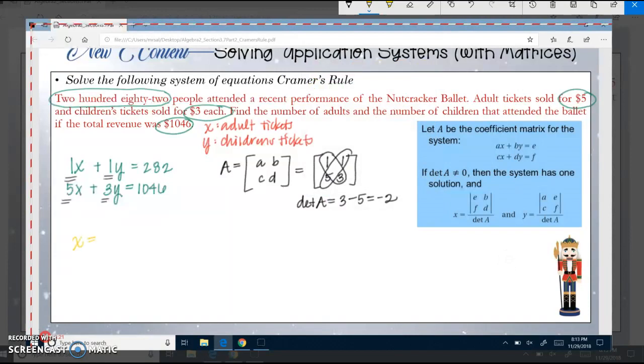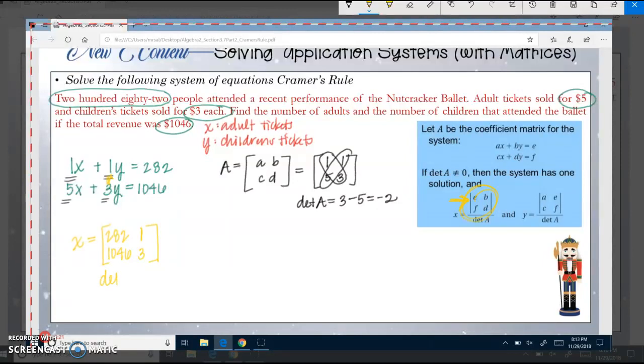For my X value, when I set up this determinant, remember that we're looking at this part of the formula over here on the right. So we want to set it up with E, B, F, and D. In this case, E is my constant of 282. That's going to go right here. B is going to be this value right here. So that's just 1. F is the big 1046 value. And D is the 3 term.